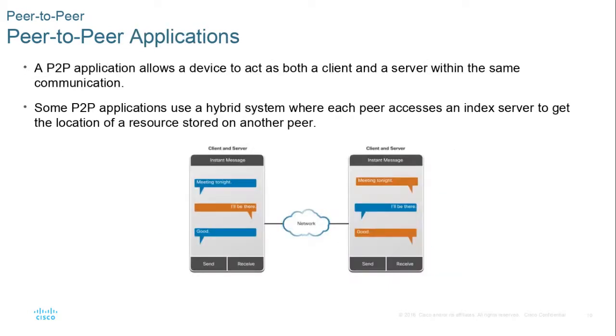A peer-to-peer application allows the device to be both a client and a server. So I could right-click on my printer and share it, and I'm serving the printer to the other people in my small company, and I can run a client application program at the same time, like an instant messaging program or a web server program.